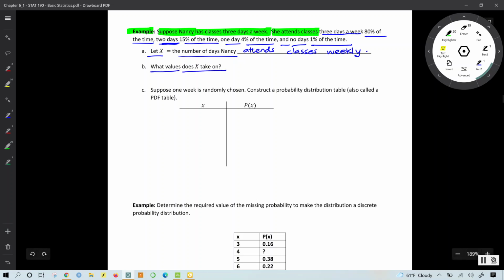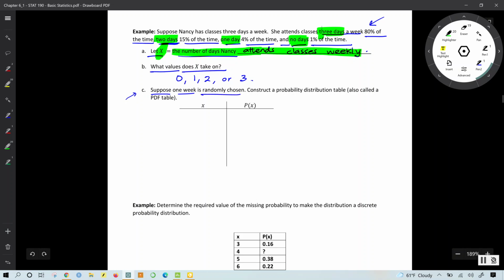What possible values does X take? Take note, X represents the possible number of days Nancy attends classes weekly. Within the context of what we are learning here, she can attend classes either 3 days a week, 2 days a week, 1 day a week, or 0 days. So our X here, the number of days she attends classes a week, could take on the value 0, 1, 2, or 3, based on the context of the problem. So, question C. Suppose 1 week is randomly chosen. Construct a probability distribution table, also called a PDF table.